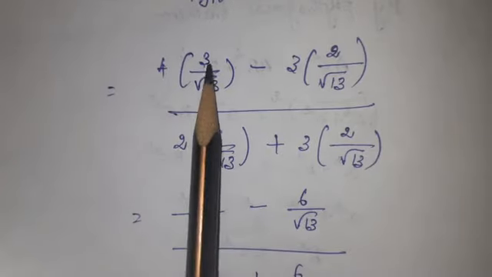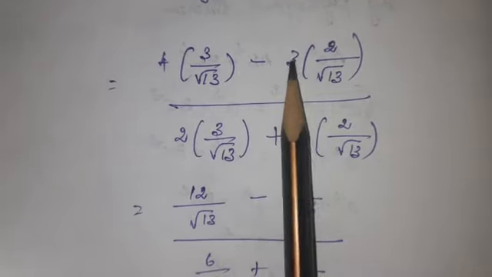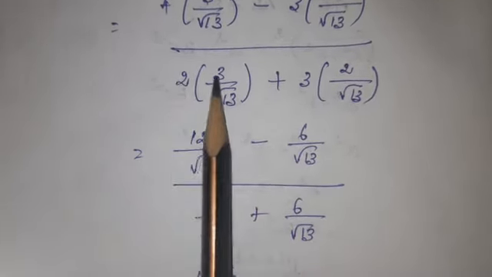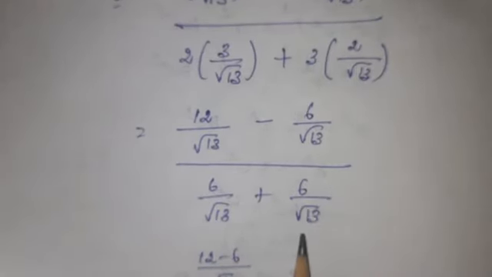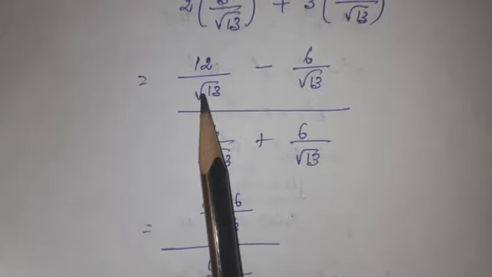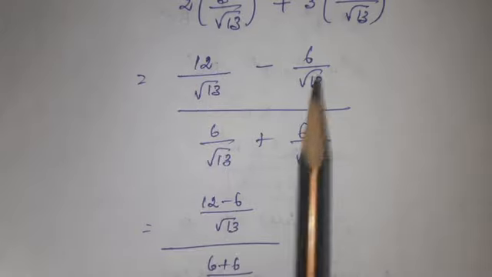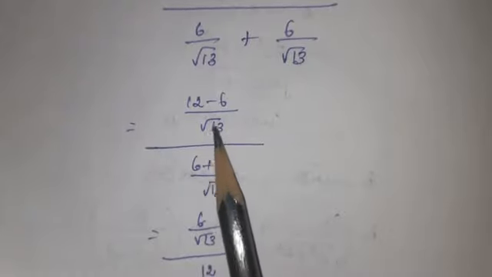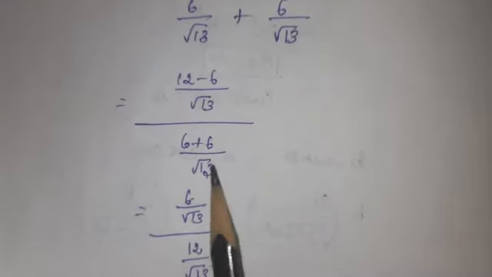Here multiply these two in the numerator: 4 into 3 is 12 divided by root 13 minus, likewise here also you multiply, 3 into 2 is 6 divided by root 13. The whole divided by 2 into 3 is 6 divided by root 13 plus 3 into 2 is 6 divided by root 13. See here the denominator is the same. That means directly we can subtract in the numerator. 12 minus 6 is 6. So 6 divided by root 13. That's why here I have written 12 minus 6 divided by root 13. Likewise here also the denominator is the same. The whole divided by 6 plus 6 divided by root 13.